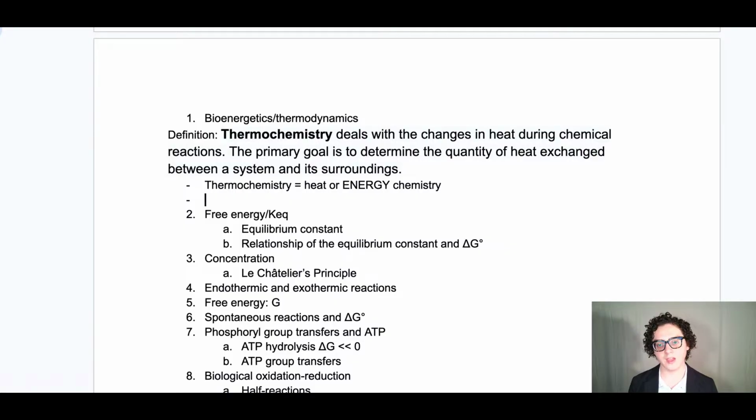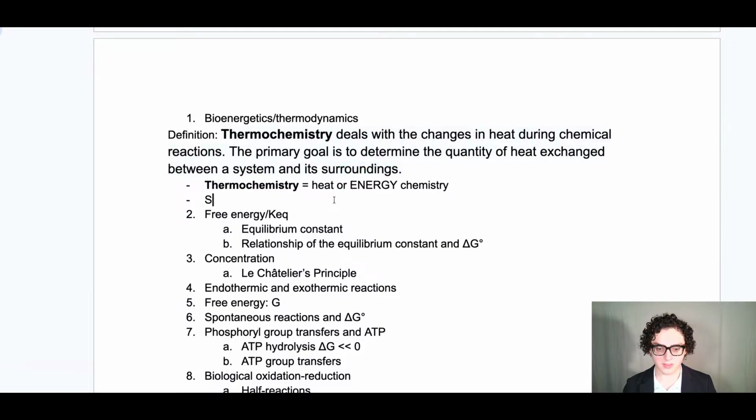There's another domain of chemistry called kinetics, which deals with the speed of reactions, which when you're thinking about a biological system and particularly survival, time becomes very important. Thermochemistry, though, is not the same as kinetics. Thermochemistry is about the heat or the energy of chemistry. So it's heat or energy chemistry. Okay. So the heat exchange between a system and its surroundings.